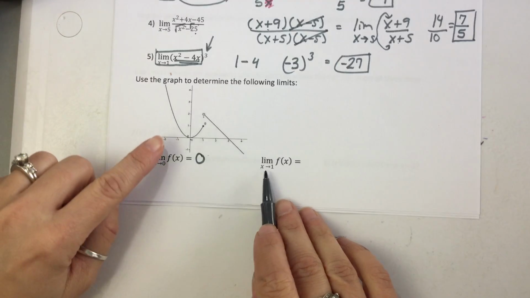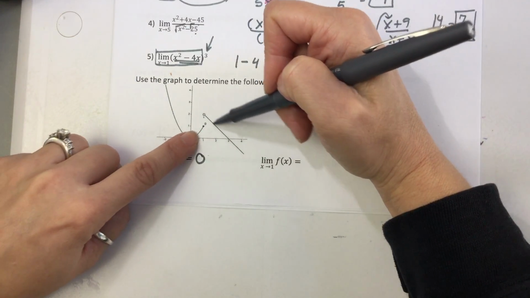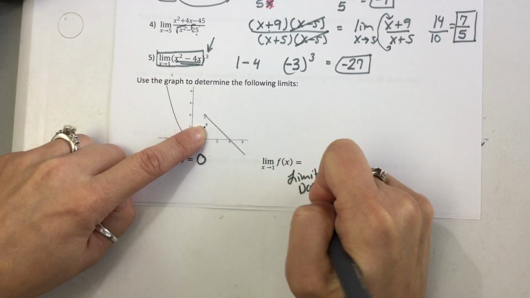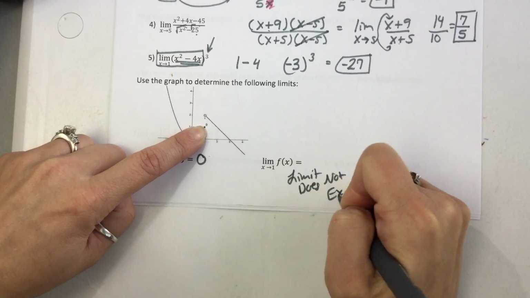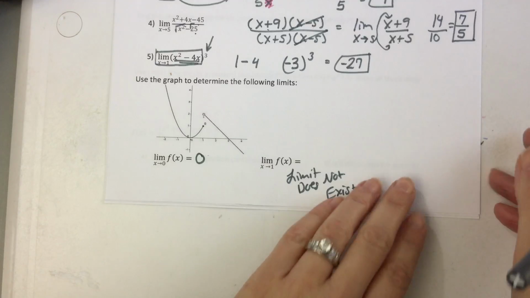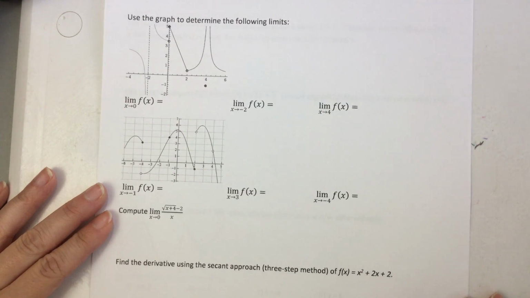Now this says coming from the left and the right to the 1. They're not approaching the same value. There's a big space there. So that is limit does not exist. They have to approach the same value coming from the left and the right. All right, one page down, troops. Let's keep going. Use the graph.